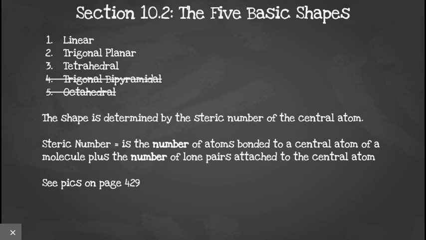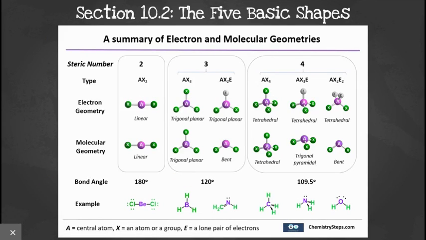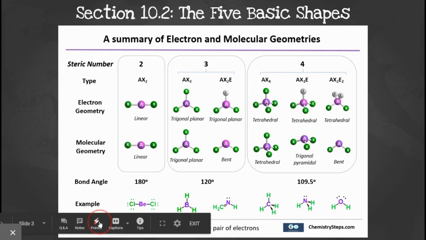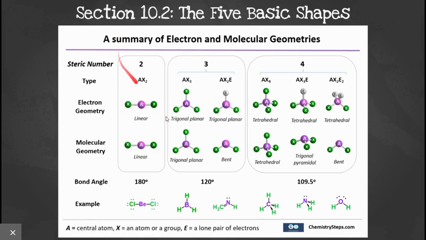The shape of a molecule is determined by the steric number of the central atom. The steric number is the number of atoms bonded to the central atom of a molecule plus the number of lone pairs attached to the central atom. So with a steric number of 2, that means we have 2 atoms. You can see the X and X bonded to the central atom, which is labeled A.